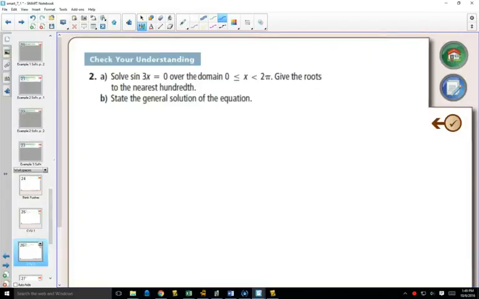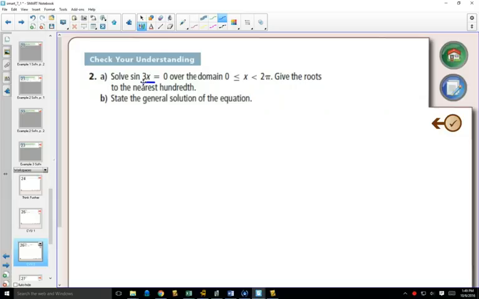New idea number 2. So we've already learned the general solution, which wasn't so bad. New idea number 2 is what happens when there's a value inside of our function. And so this one has a horizontal compression of 1/3.